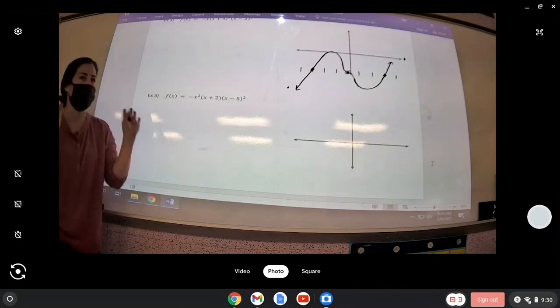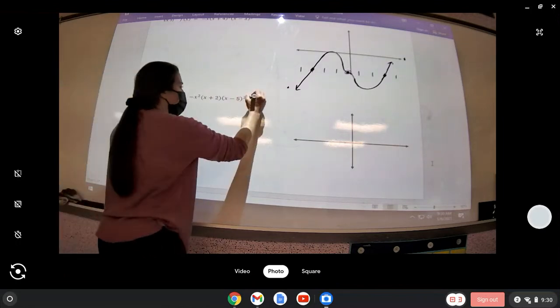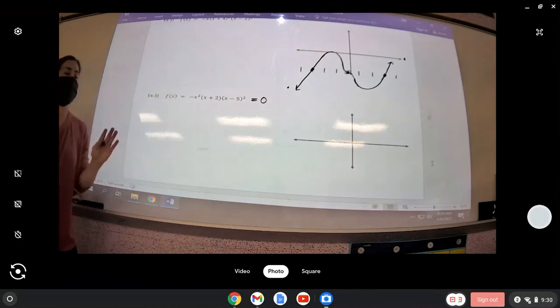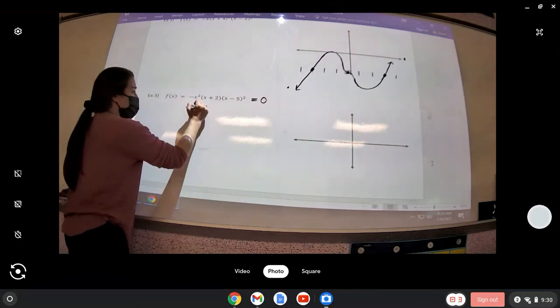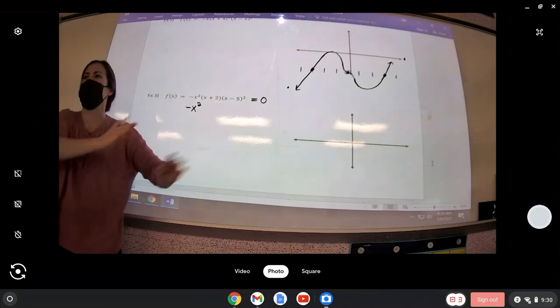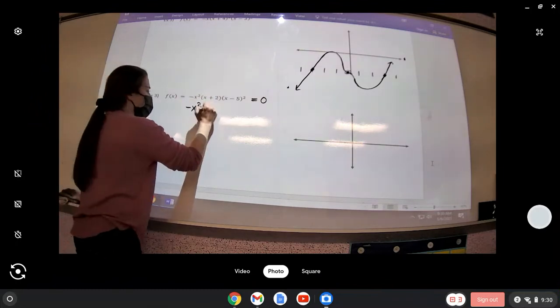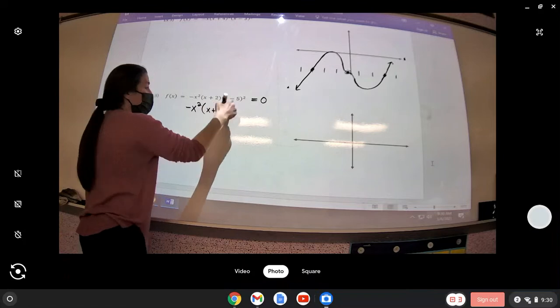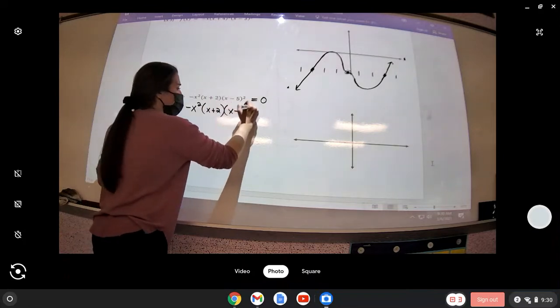All right, so guys, really quick. I know I'm trying to rush this. Let's set it equal to 0, and then let's expand it. I'm going to leave negative x squared as negative x squared. I'm going to expand him when I set that factor equal to 0. So then I have one factor of x plus 2, and then I have 2 factors of x minus 5.